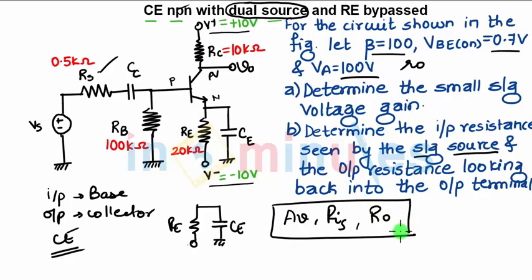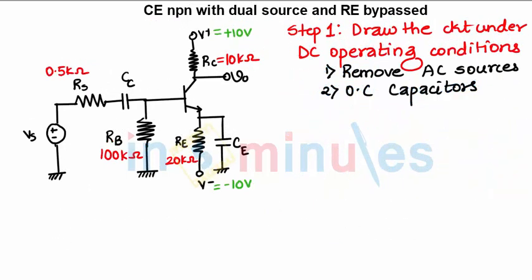Now to begin with the analysis, what is our first step? We draw the circuit under DC operating conditions. So in that case, we remove all AC sources. This voltage source will be replaced by a short circuit. Next is to open circuit the capacitors. This capacitor will be open circuited. This capacitor will be open circuited, right?